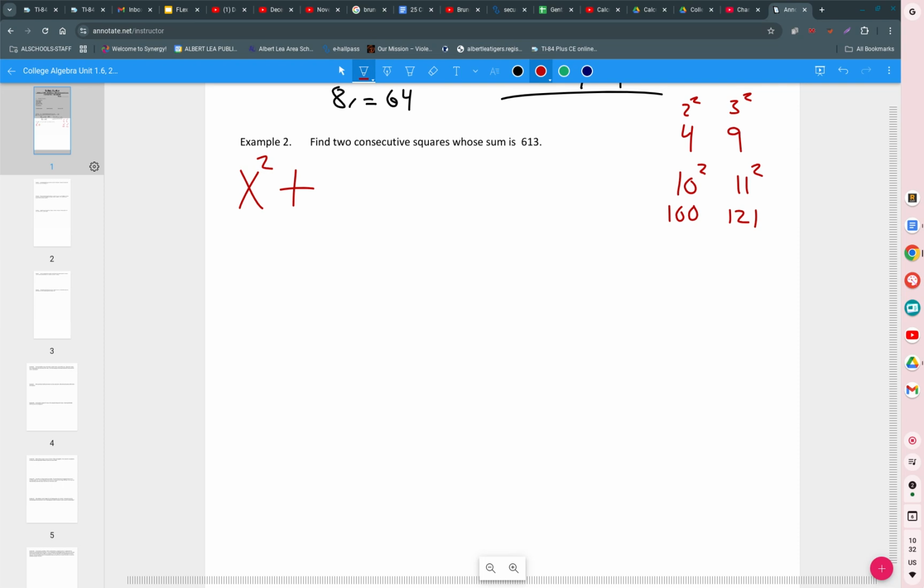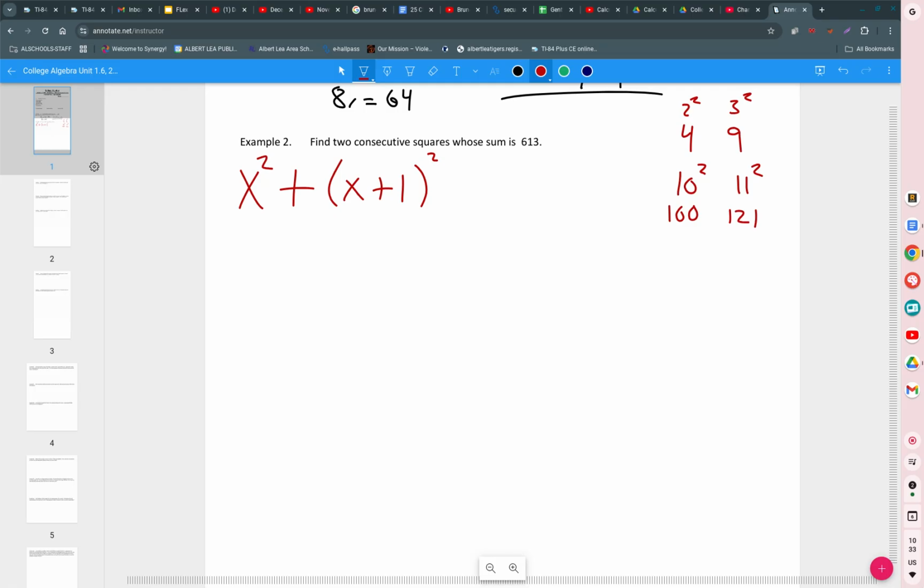Very good. Keaton is absolutely right. Most people do this. They do x squared plus 1. This is incorrect because if x was, say, 10, 10 squared is 100. This would be 101. And 101 is not a perfect square, is it? So notice what Keaton did. Keaton says he is going to take this and do x plus 1, that quantity squared.